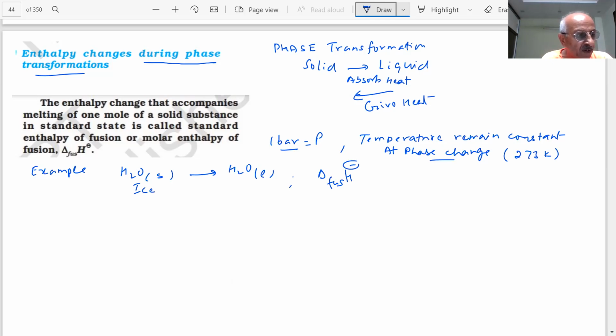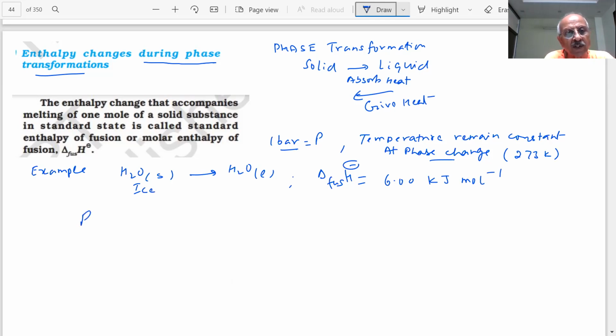And the value of this is known to you, student. What is the value? Heat will be absorbed when you go from solid to liquid. If solid water is converted into liquid water, heat will be absorbed. This value is 6 kilojoules per mole, student. How much is this? 6 kilojoule per mole. So much heat is required, student, when you melt 1 mole of solid into liquid.